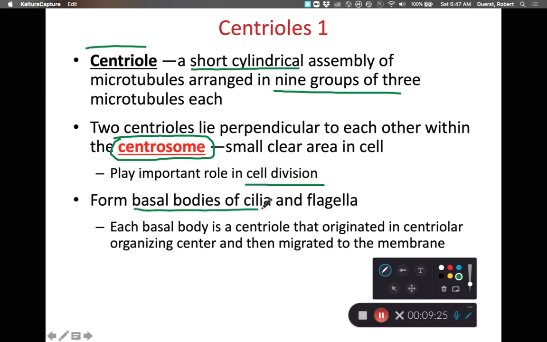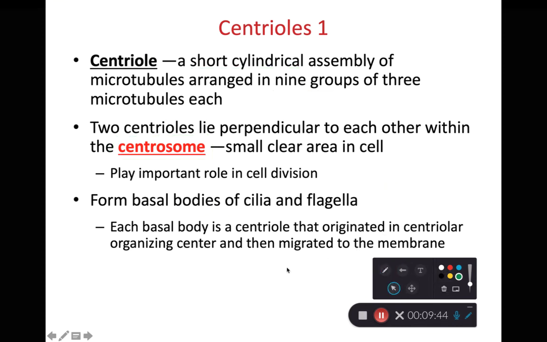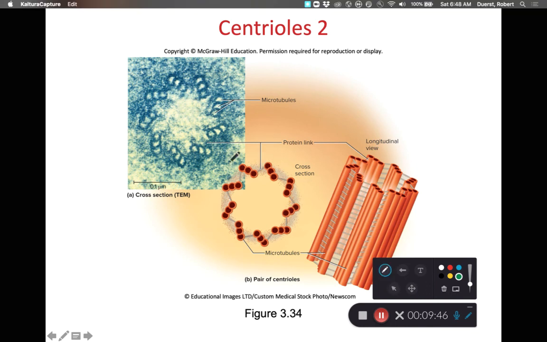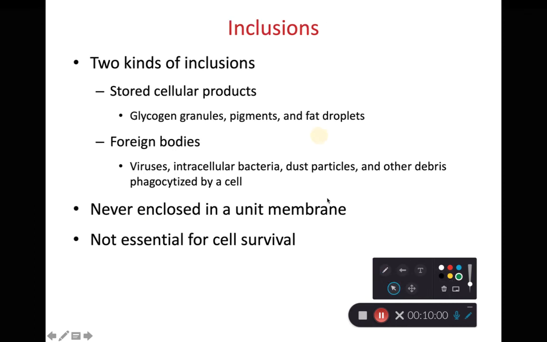In addition to forming the basal bodies of cilia and flagella, the centriole is going to be the origination point of the microtubules and the mitotic spindles that help organize the organelles and the chromosomes within the cell. Here we can see our groups of 3 making up a centriole, and then 2 centrioles combined makes up a centrosome.